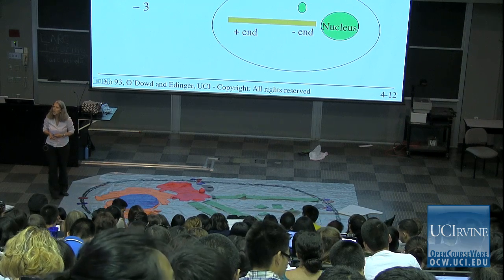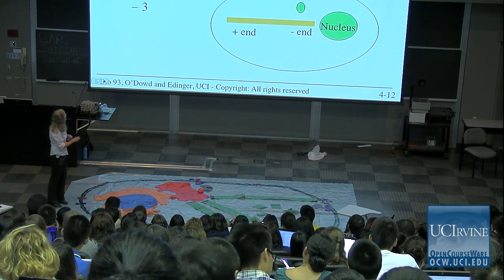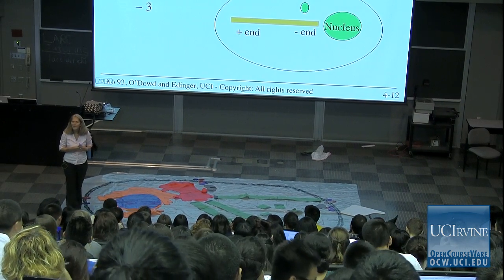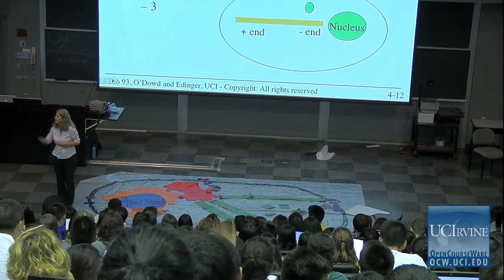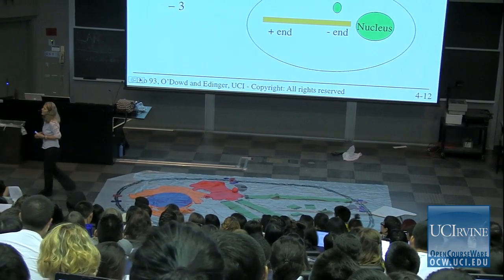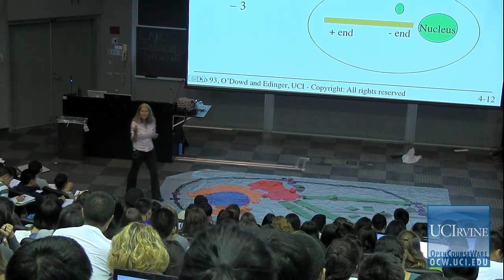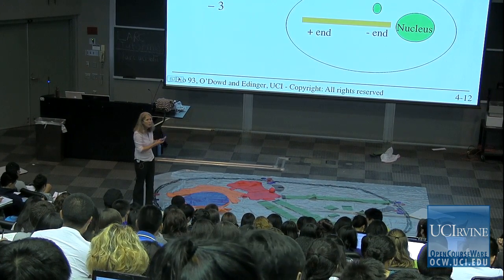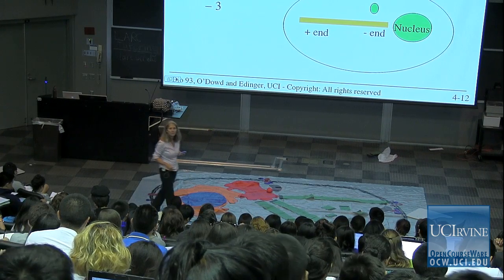Need to go here. So first, what other things does this motor protein have to be able to do to move this vesicle from where it is to where it needs to go? Yeah. It has to be able to bind to the vesicle. Very good. So it has to have a binding site in which it recognizes the vesicle. So there's something on the motor protein that has to recognize the vesicle. What else?